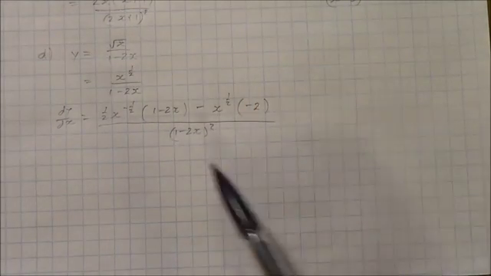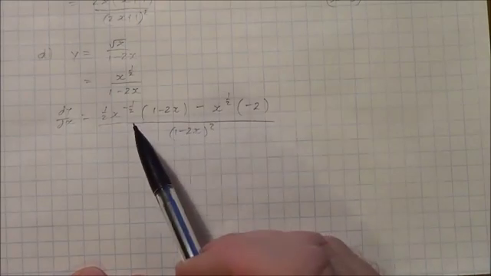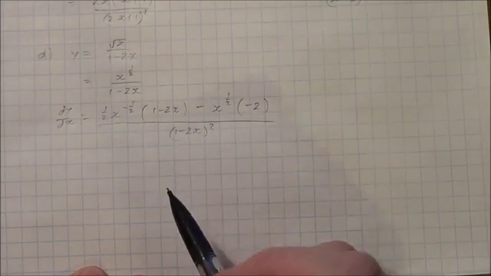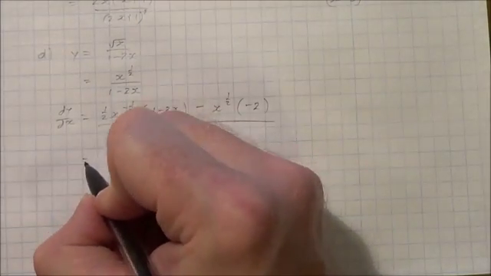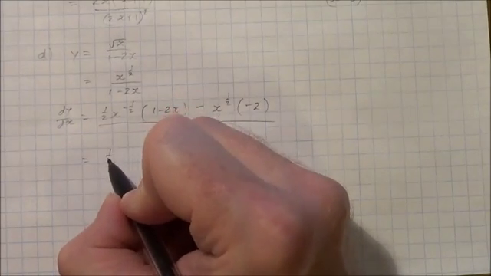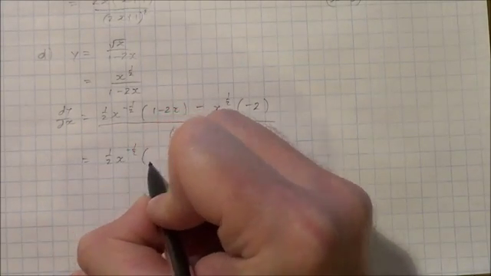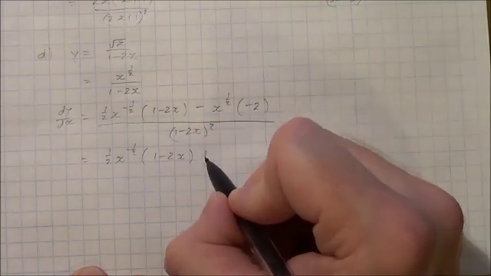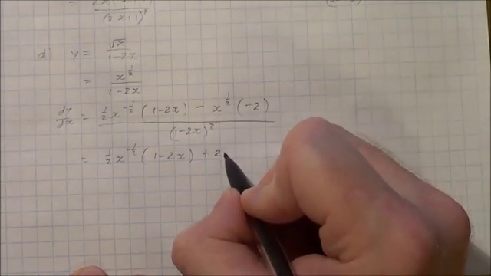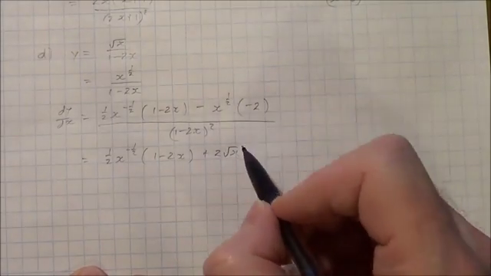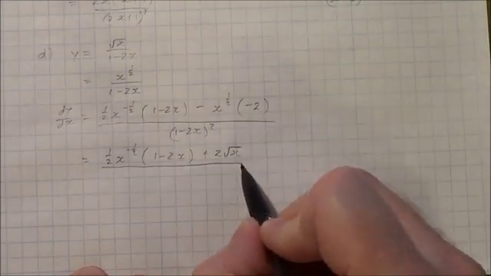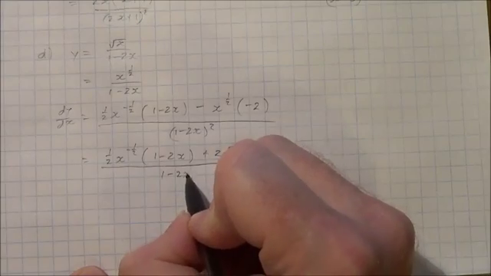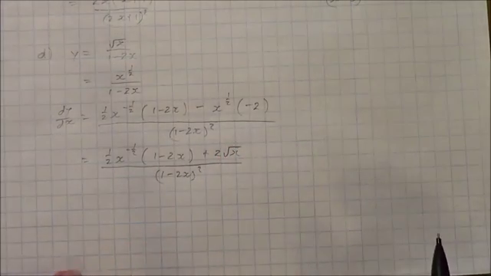So that's all the calculus part. Now we're just going to get into some simplification. So I'll leave this for now, 1/2 x to the negative 1/2 multiplied by 1 minus 2x. Multiply these two together to give me plus 2 root x. I'll change that x to the 1/2 into a root x, and leave the denominator as it is.